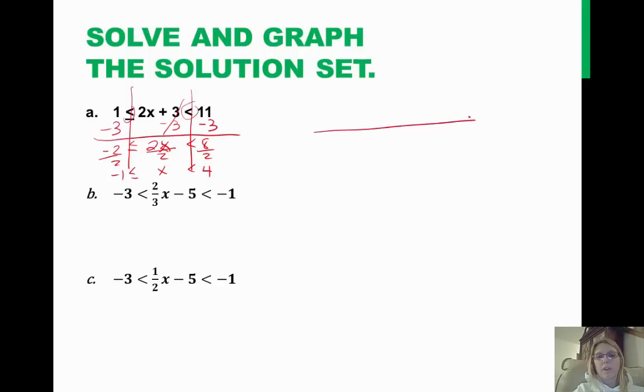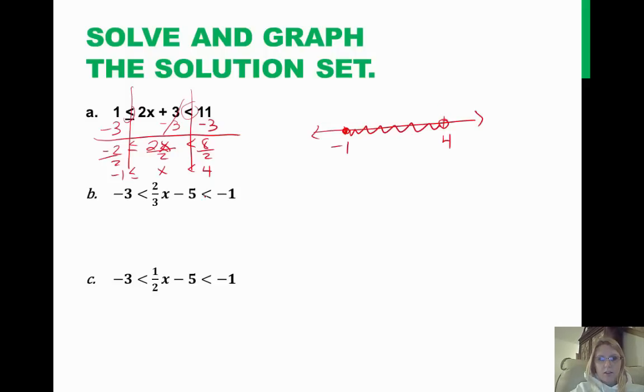If I'm going to graph that, I'm going to have negative 1 as a point, and notice that it has a line underneath it, so it will be solid, and 4. Make sure you label your graph. And the 4 will be an open dot, and we're going to connect those.